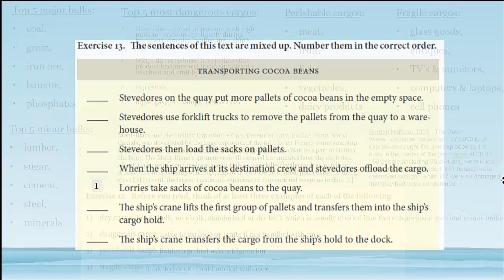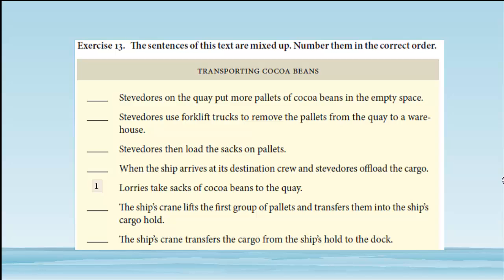All right, let's finish up with exercise 13. Here the sentences are all mixed up. Let's put them in the right order. So number 1, lorries take sacks of cocoa beans to the quay. And then number 2, stevedores load the sacks onto pallets. And then 3, the ship's cranes lift the first group of pallets and transfer them into the ship's cargo hold. And then 4, stevedores on the quay put more pallets of cocoa beans in the empty space.